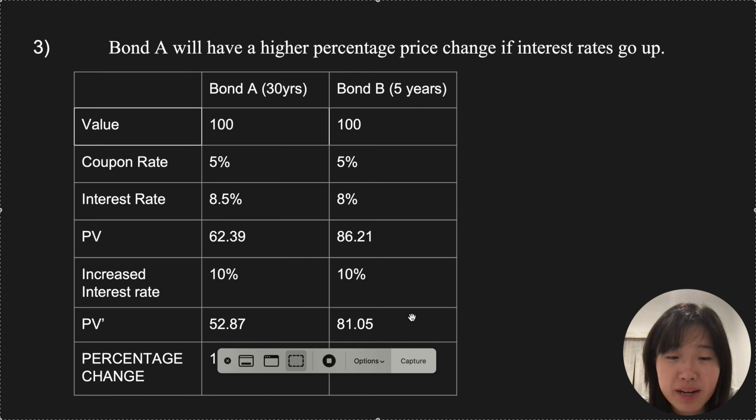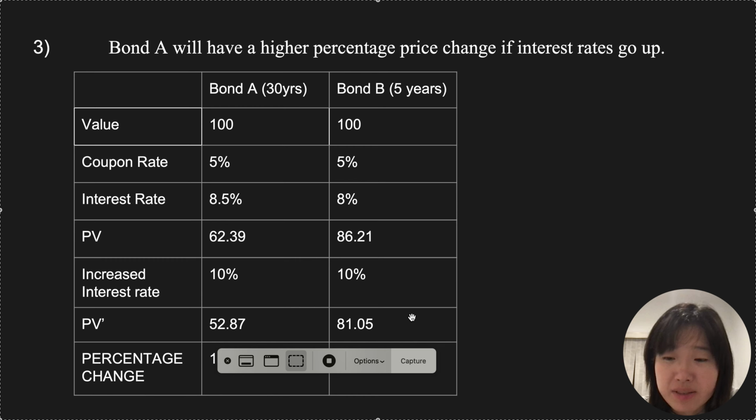But question 3 asks which bond will have a higher percent change if the interest rate goes up. The answer we see is bond A, because it dropped lower. So with the same future value we want to get, we'll have a lower present value we need to invest, which is good.